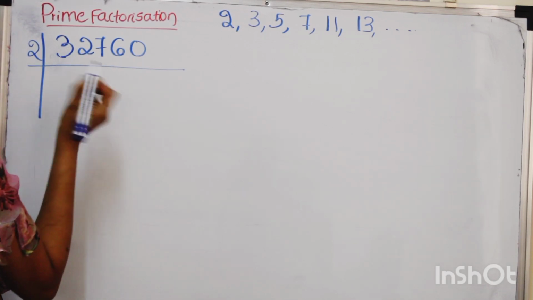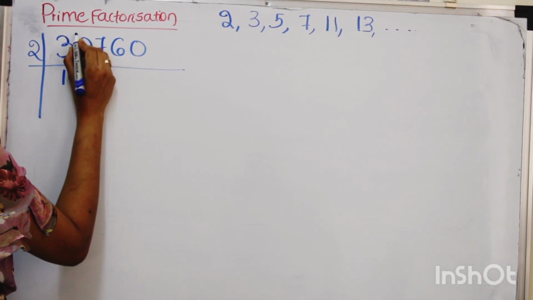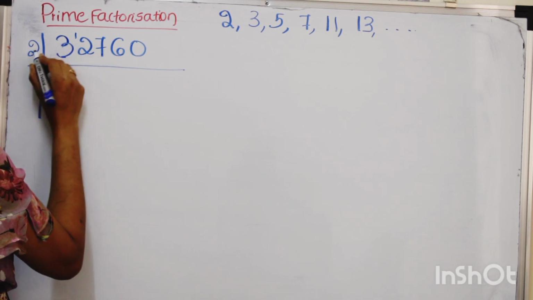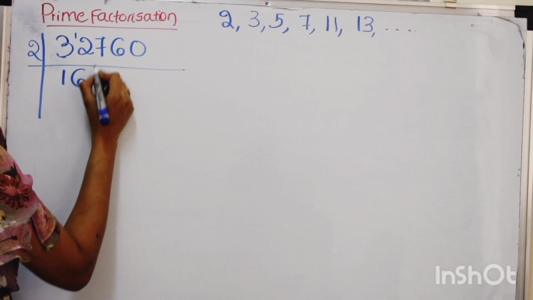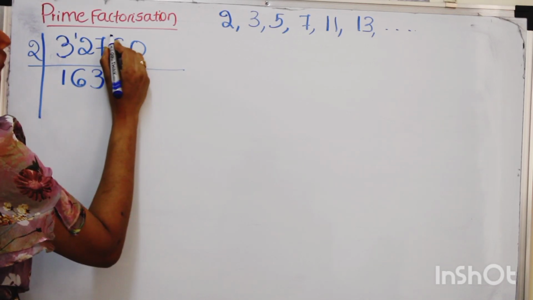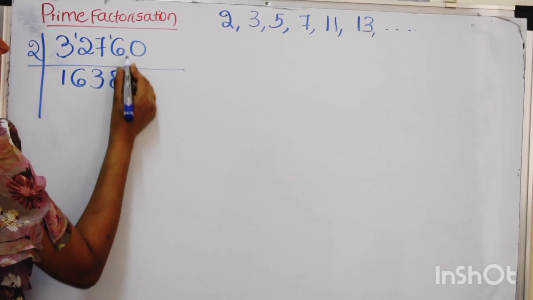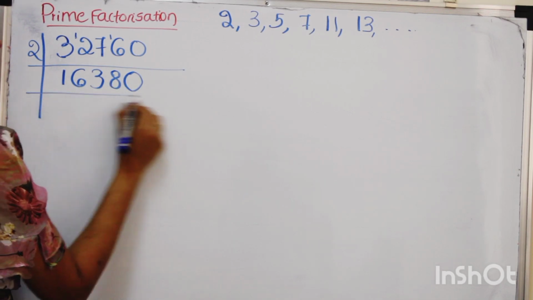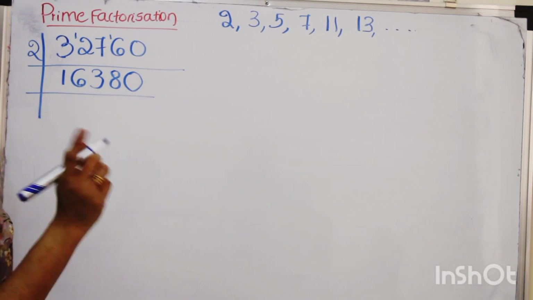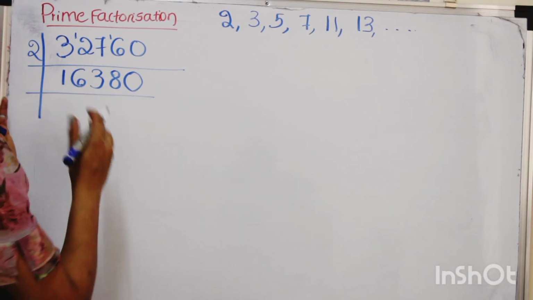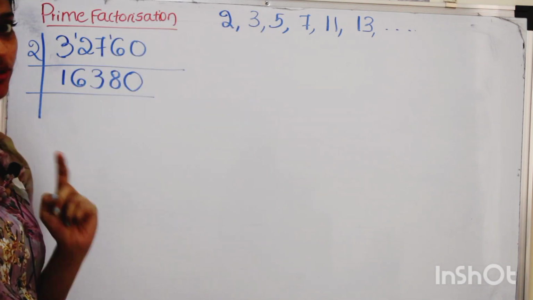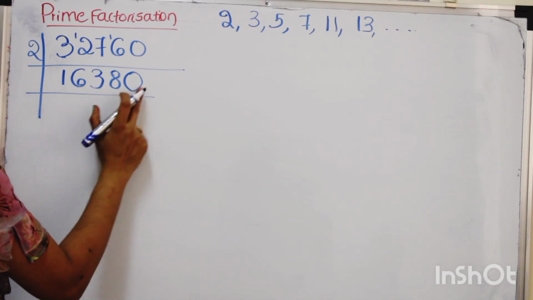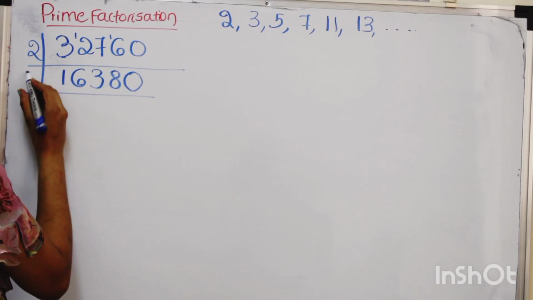So 3 is not divisible, so 2 ones are 2, 1 remaining. So here 1 remaining. 2 how much are 12? 6 are 12. So 7 is not divisible, so 2 3s are 6, 1 remaining, 2 8s are 16, 0 right as it is. Again it is divisible by 2. So you have to divide first by 2. If it is not divisible by 2, then you have to take 3. So now again 0 is the last digit, so it is divisible by 2.